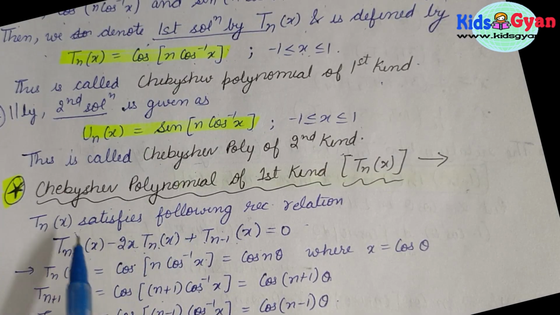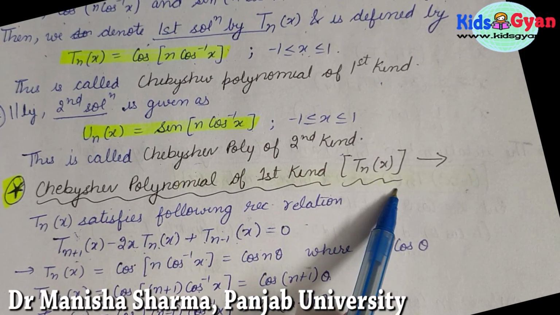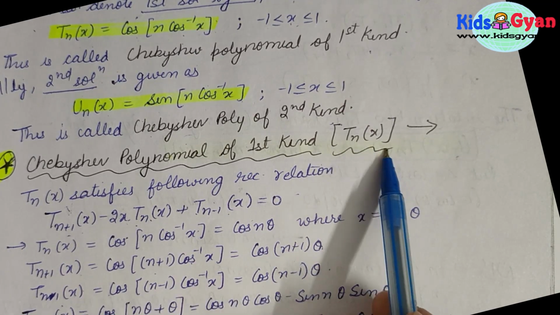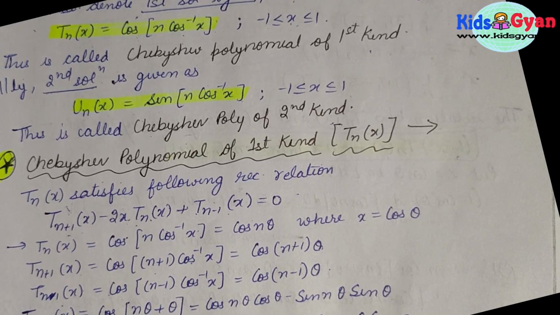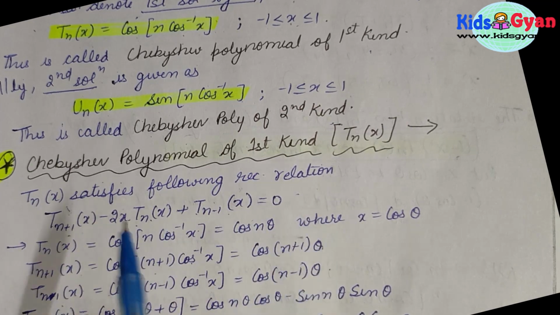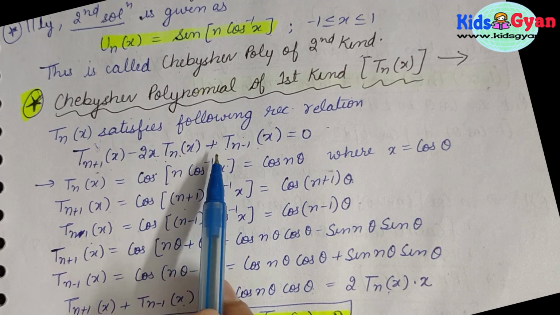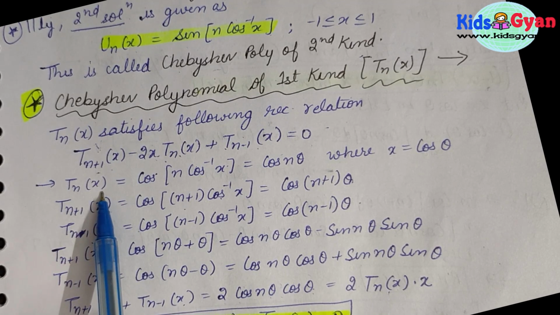Hello students, now I will tell you about the Chebyshev polynomial of first kind, Tn(x). So we study here all the properties of Tn(x), which is our Chebyshev polynomial of first kind. Tn(x) also satisfies the following recurrence relation: Tn+1(x) minus 2x Tn(x) plus Tn-1(x) is equal to 0.